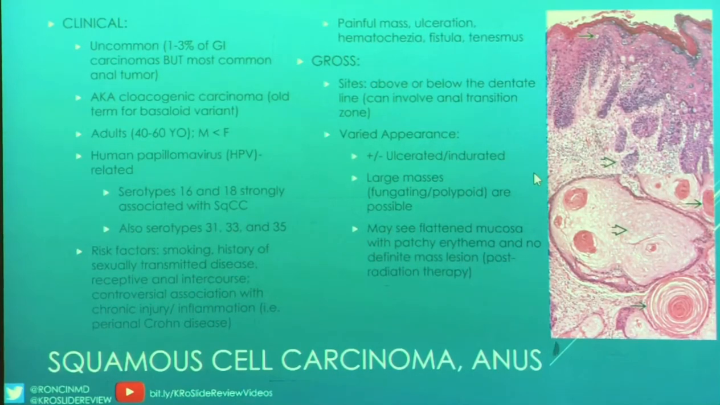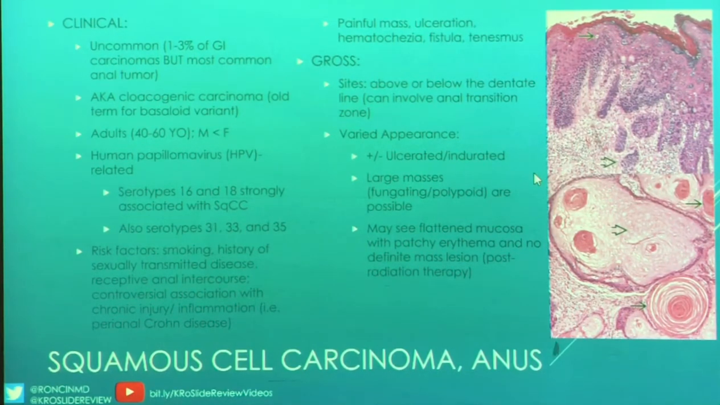So these are painful masses. Where our condyloma and AIN were relatively painless, these are painful. They tend to ulcerate. Patients will complain of hematochezia. They can have fistula formation as well as tenesmus. And these can occur either above or below the dentate line. So again, if you go back to the previous week's lecture, I had a schematic from ExpertPath on the dentate line and your internal and external hemorrhoids. It's the exact same area that we're talking about where this can occur.